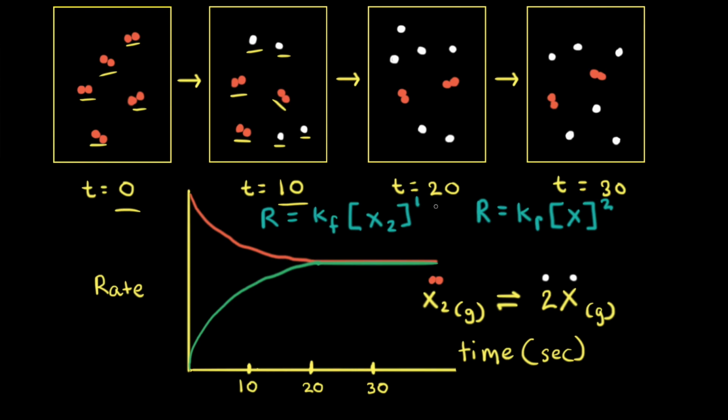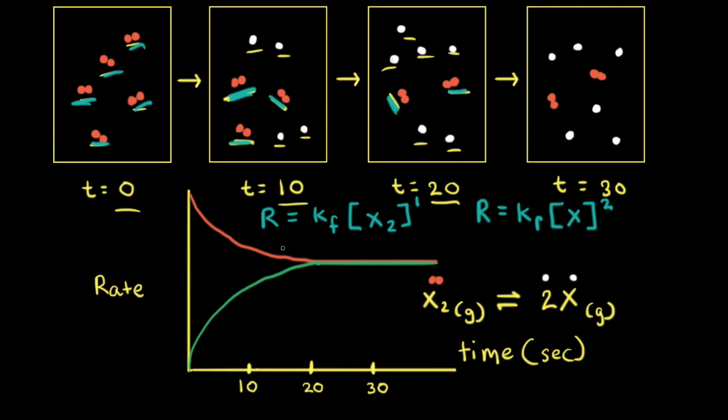We wait another 10 seconds for a total of time is equal to 20 seconds, and we've gone from 3 particles of X2 to only 2 particles of X2. And we've increased in the particles of X, so now we're up to 6 particles of X. So the concentration of X2 has decreased. We went from 5 particles of X2 to 3 particles of X2 to only 2 particles of X2.